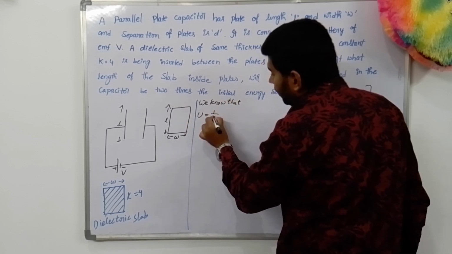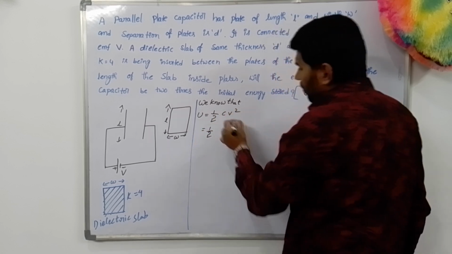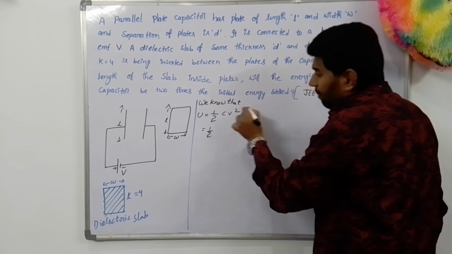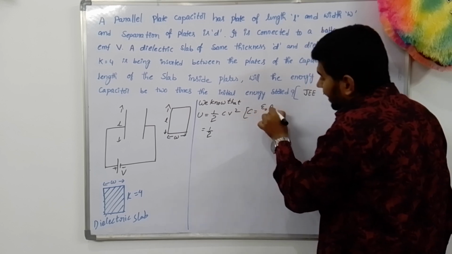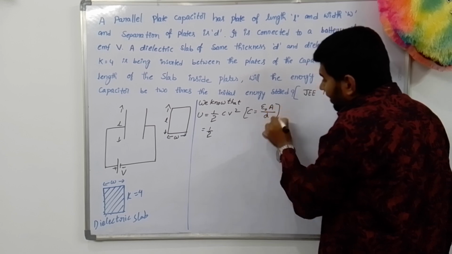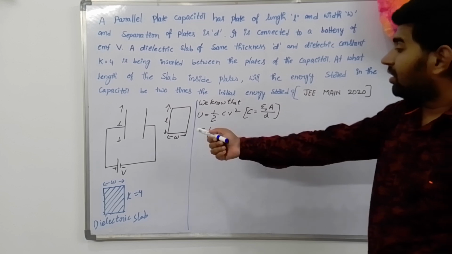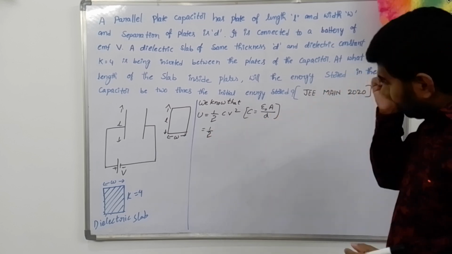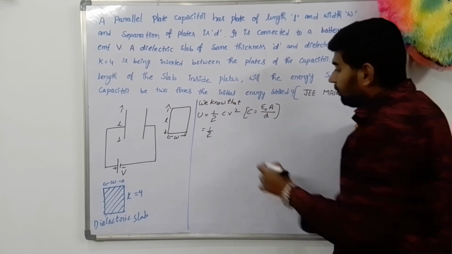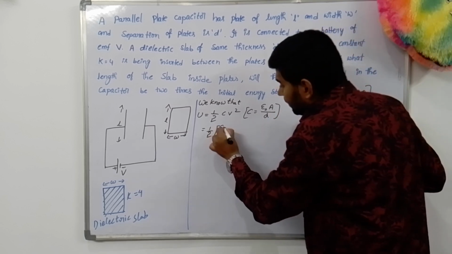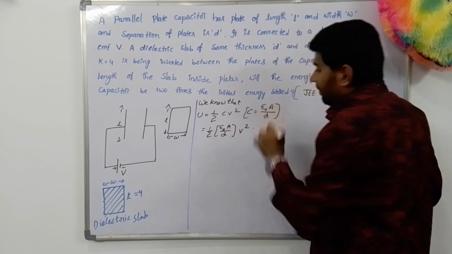Already we know that U is equal to half C V square. What is the C formula for a parallel plate capacitor? C is equal to epsilon naught A by D, where A is the area of the parallel plate, D is the distance between these two plates. So for a parallel plate capacitor, C is equal to epsilon naught A by D, so U is half into epsilon naught A by D into V square.